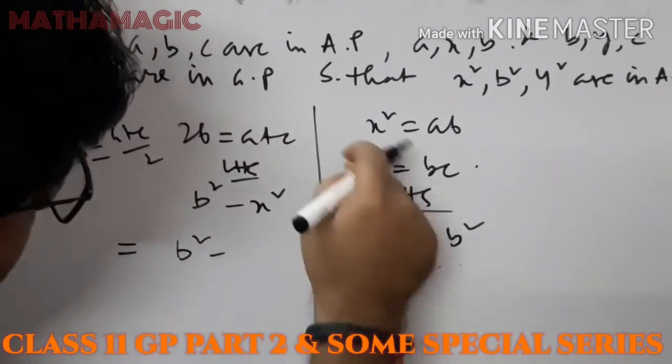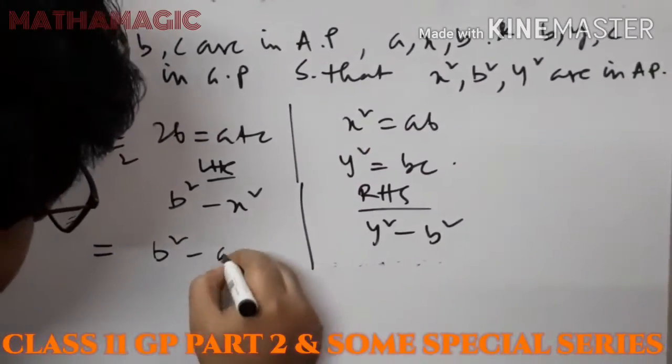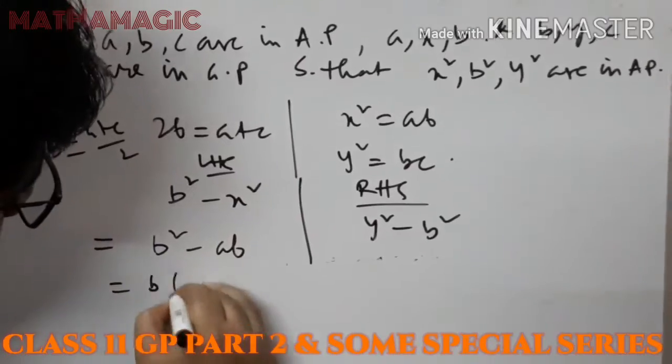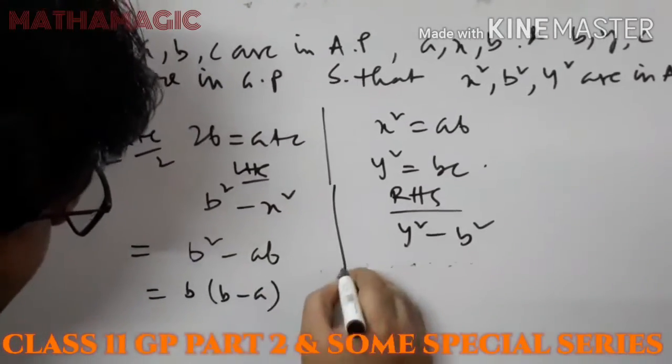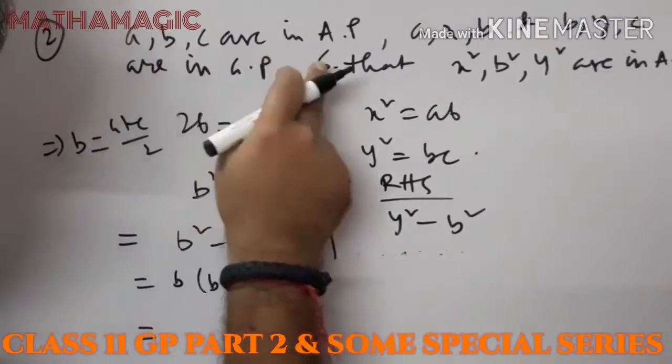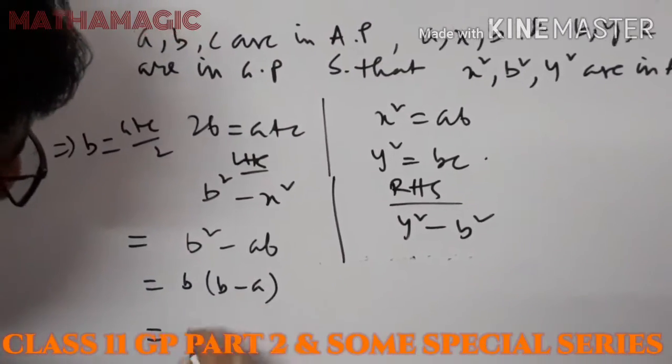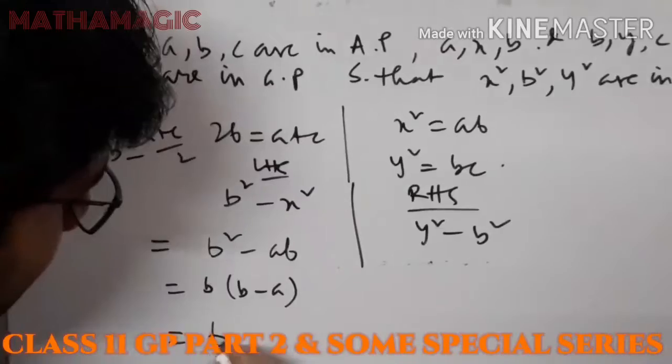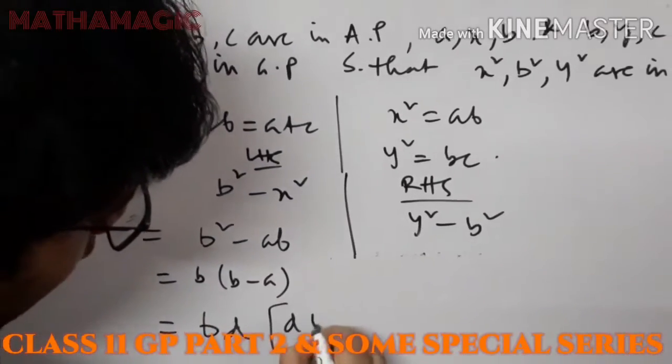We'll just simply write the value of x square, that will be b square minus ab. If we take b common, then it will be b into (b minus a). So b minus a, as a, b, c are in AP, we can easily write that b minus a is equal to the common difference, that is d, if d is the common difference.